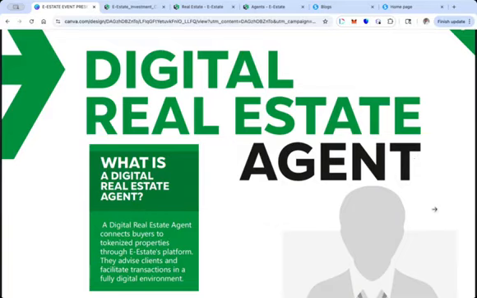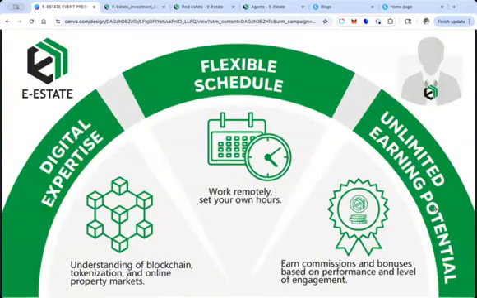Now, a digital real estate agent simply connects buyers to the tokenized properties on the e-estate platform. And when someone takes advantage of a property, then you're going to be rewarded. When you become a digital real estate agent, you're going to understand blockchain, tokenization, and online property markets probably better than anyone in your network or your community. But also, guys, let me tell you this.